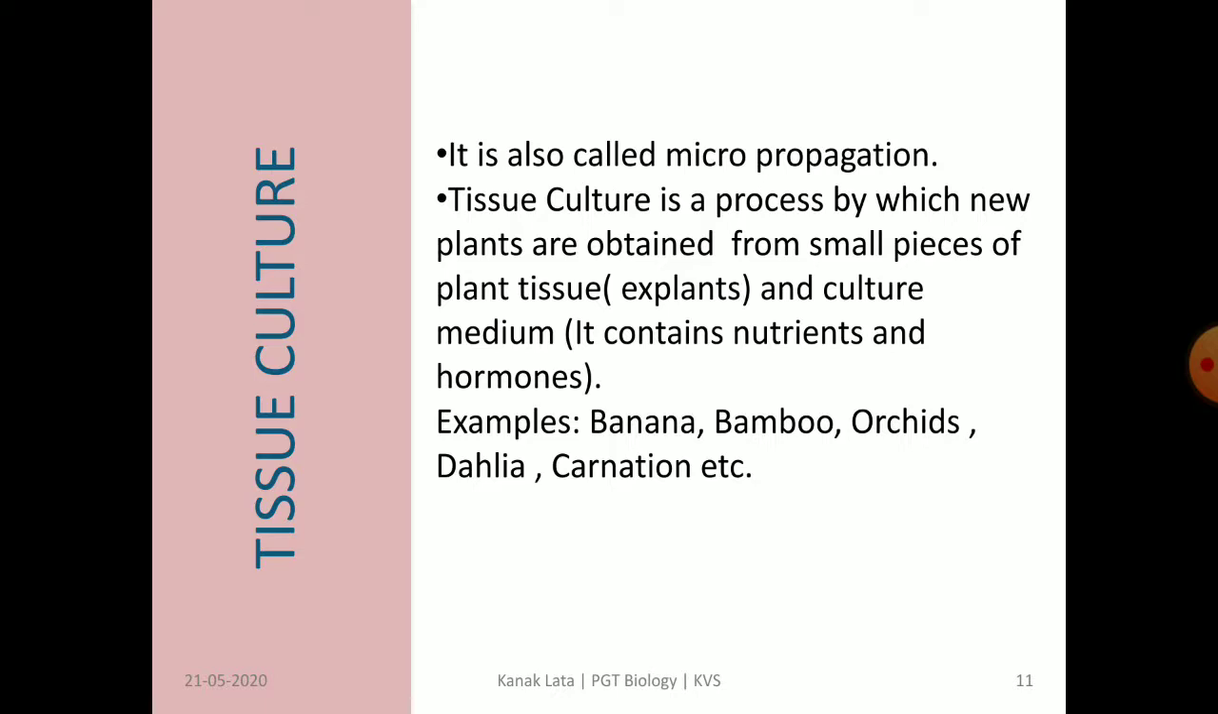Tissue culture is also called micropropagation. Why is it called micropropagation? Because a small part of the plant is sufficient to develop into a large number of plants. Tissue culture is done in vitro. In vitro means it is related to glassware, not in field. Examples of plants in which tissue culture is done are banana, bamboo, orchids, dahlia, carnation, etc.